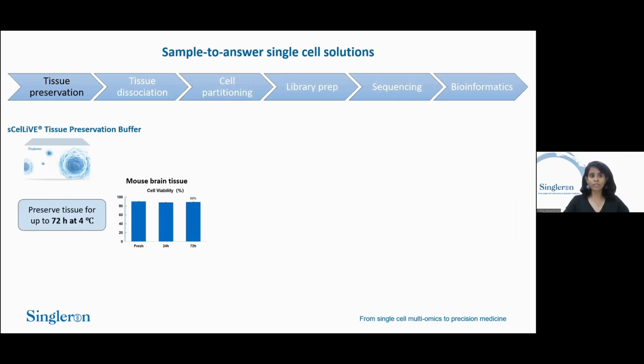Coming back to our solutions, when you're starting off, say you have gotten a tumor biopsy and you're not ready to process it immediately, you need to preserve this tissue. We have a solution for this. This also helps if you need to ship the sample into our lab somewhere. This solution will help preserve the tissue for about 3 days at 4 degrees with good viability, and that's the data that I've shown here.